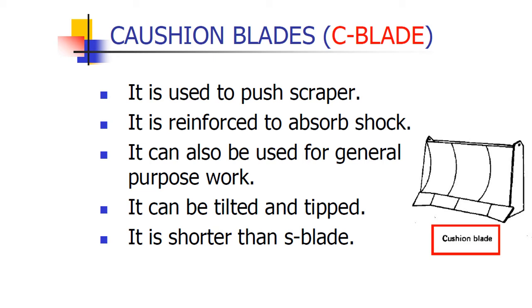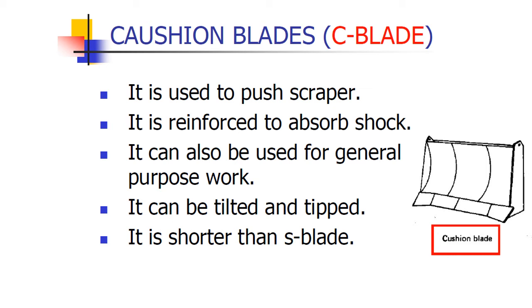Then the cushion blade, from the name and from the picture you could see, it is stiffer because it is reinforced to absorb shock, and its width is less, so it could concentrate the force that it is applying. So it's mainly used to load the scrapers. I mean, to push the soil into scrapers, not pushing scrapers actually, like Matt mentioned. It's loading the scraper, it's pushing the soil into the scraper. And we discussed this process when discussing scrapers.